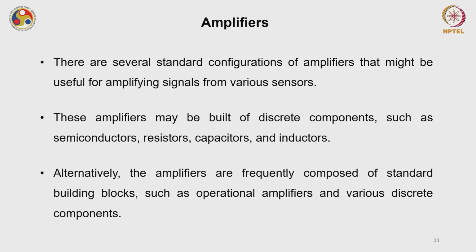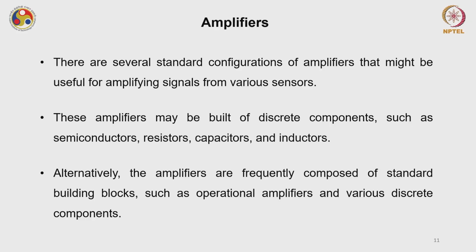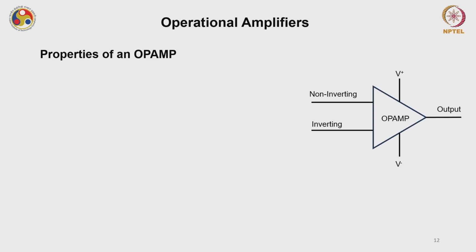the amplifiers are frequently composed of standard building blocks, for example a simple op-amp or an instrumentation amplifier, which we are going to discuss after some time. But for instrumentation amplifiers also you may need an op-amp, or operational amplifier. So we will see some basic behavior or basic construction of an operational amplifier, and how these op-amps can be used for various functionalities by just simply changing the passive components around it. So let us see the basic properties of these op-amps.